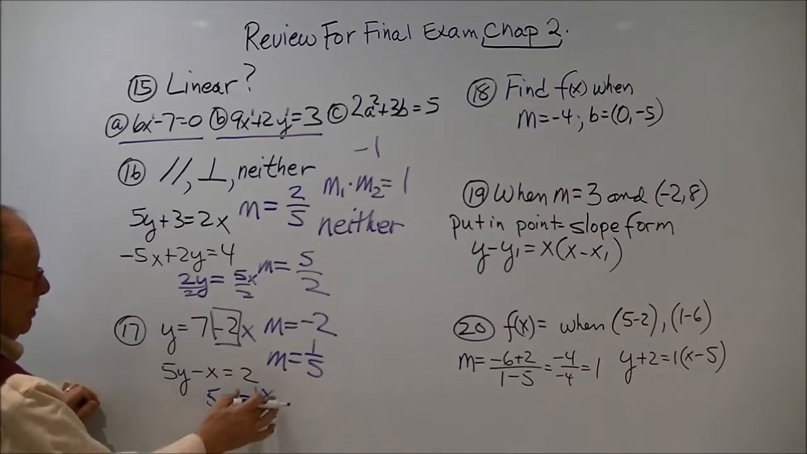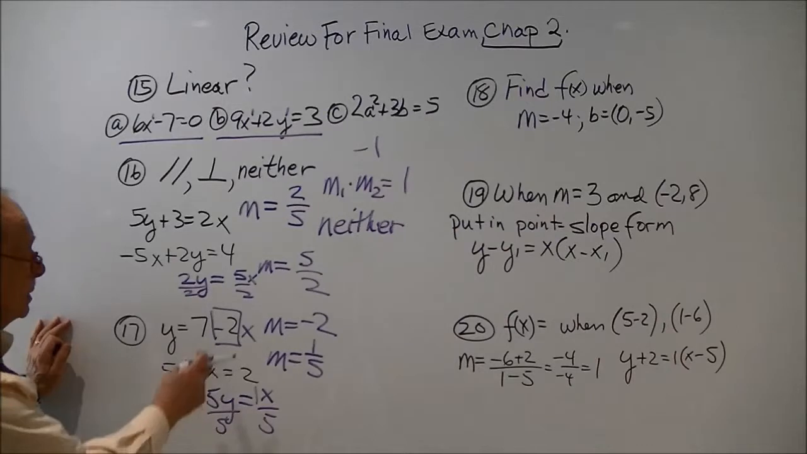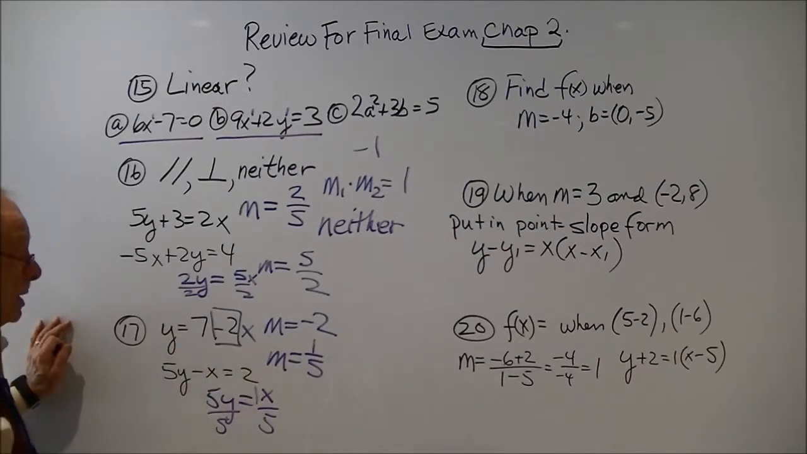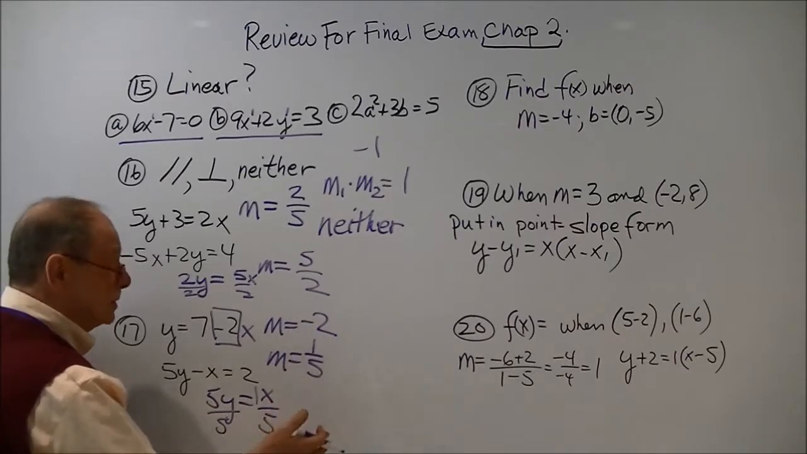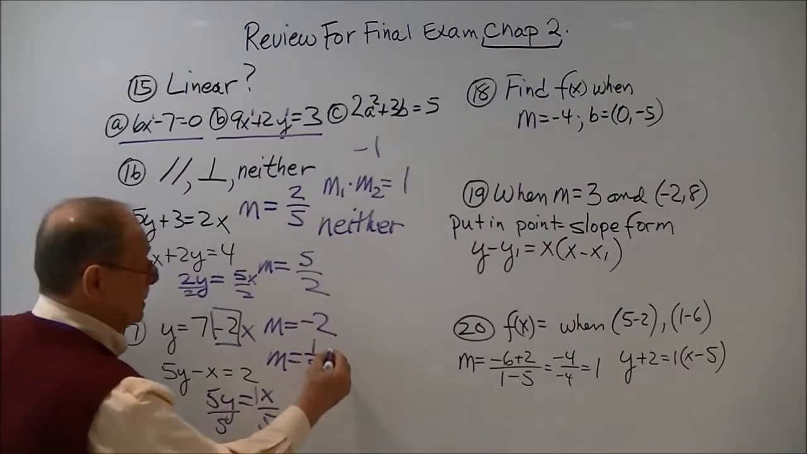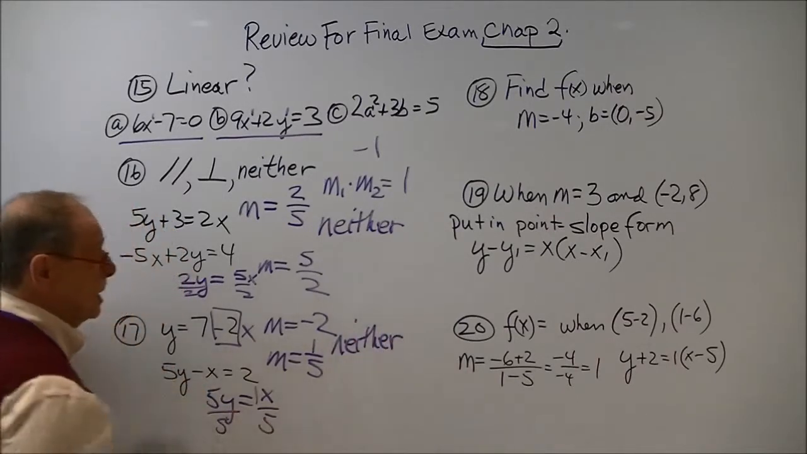Keeping in mind there's a 1 there. We don't put the x as part of the slope. It's just the numerical coefficient. They're not the same. One's not the negative reciprocal of the other, so this is another neither. Okay.